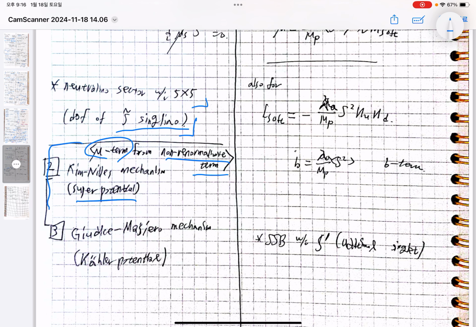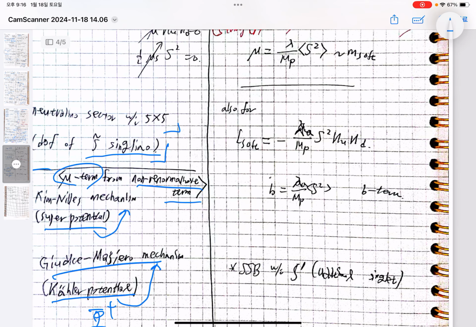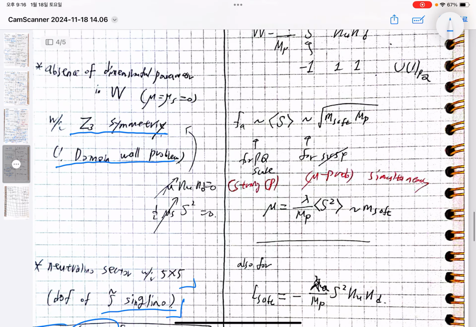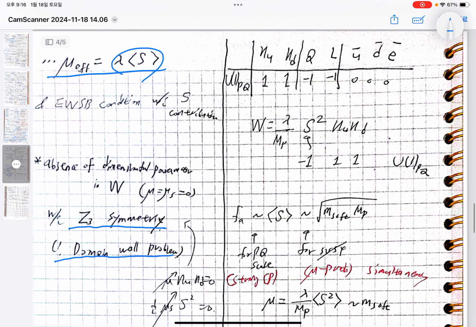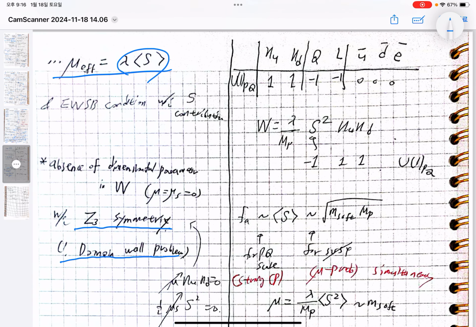One can use a superpotential. This is the Kim-Nilles mechanism. It also gives the axion decay scale, the PQ scale. And the other choice is the Kähler potential with the complex conjugates. This is called the Giudice-Masiero mechanism. So we already saw the Kim-Nilles mechanism.